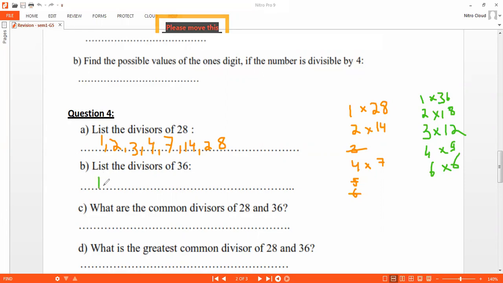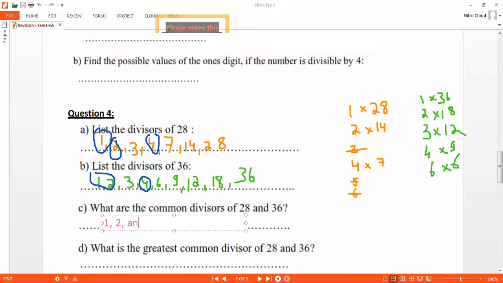And let us arrange them: 1, 2, 3, 4, 6, 9, 12, 18, and 36. Now I want you to circle the common divisors for both 28 and 36. We have 1 and 2, and we have 4. So the commons are 1, 2, and 4. But which one is the greatest out of all? It's 4. So that's how we find the greatest common divisor.